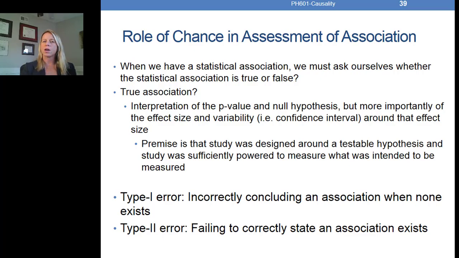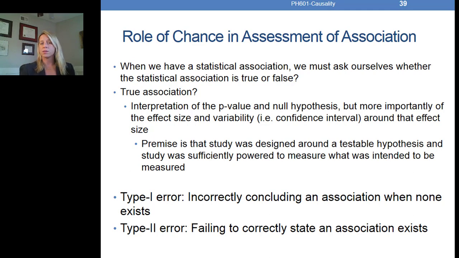Okay, now I want to shift and talk about the role of chance in the assessment of association. This represents that bottom part of that pyramid that I showed you in a prior slide. So when we measure an association between a factor and an outcome, we then can calculate some statistical measure around that association. Once we have that statistical measure or value, we then have to ask ourselves whether or not that statistical association is true. And that is generally performed by evaluating or interpreting, oftentimes, the p-value, which is generated from that statistical test, which is driven by our original hypothesis, right?